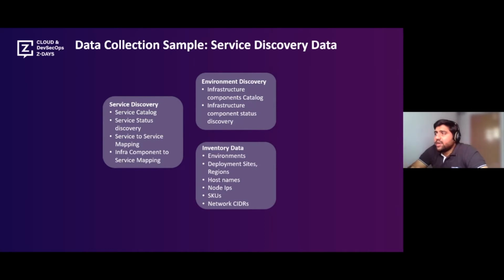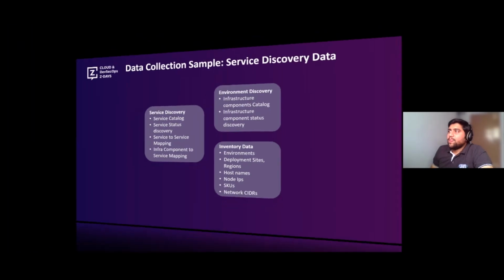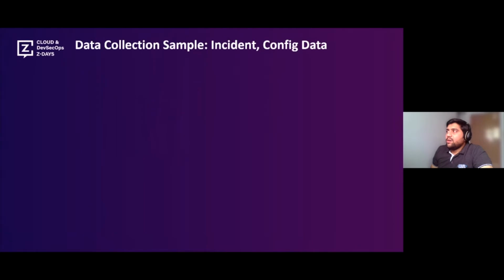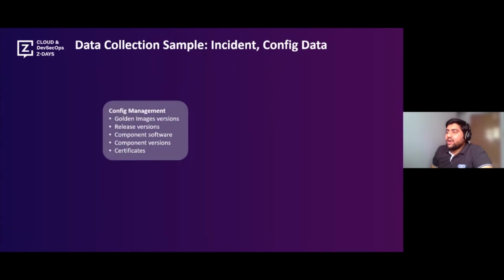Usually the service discovery and the environment discovery will be done from a single tool like Consul, where we can do the service discovery of the application components and the infrastructure components. And the inventory data talks about what environments are deployed, what host names, what node IPs, what subnets, and what network CIDRs, all this stuff. And in the config data, we have the image versions, the package versions, the release versions, the component software, and the certificates. All the configuration management data will be part of the config data. And usually we fetch this data from a configuration management tool or CMDB.